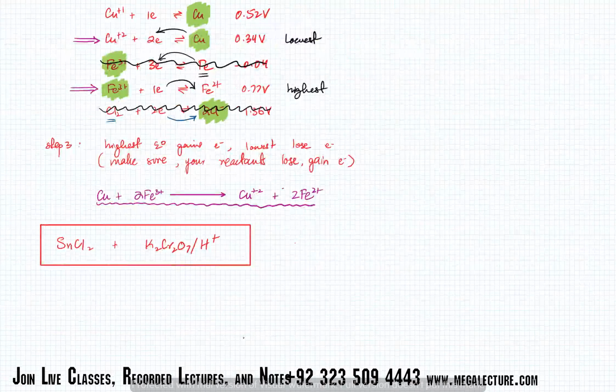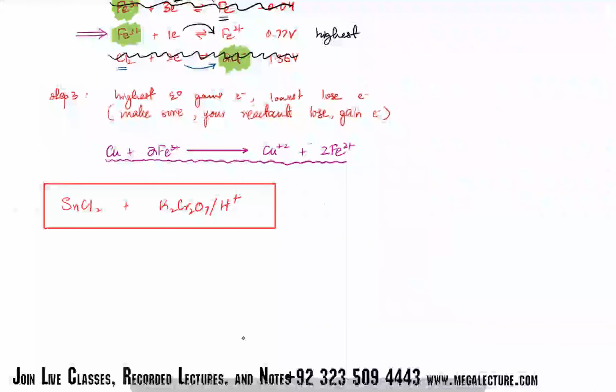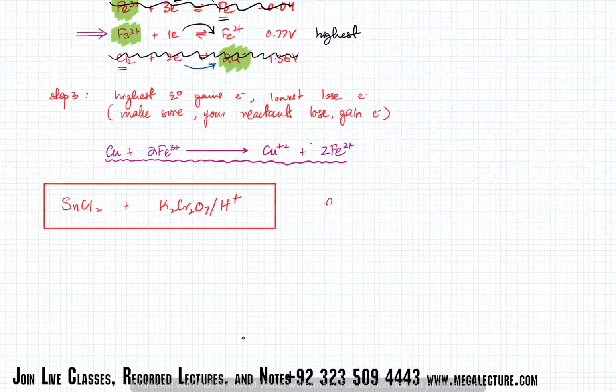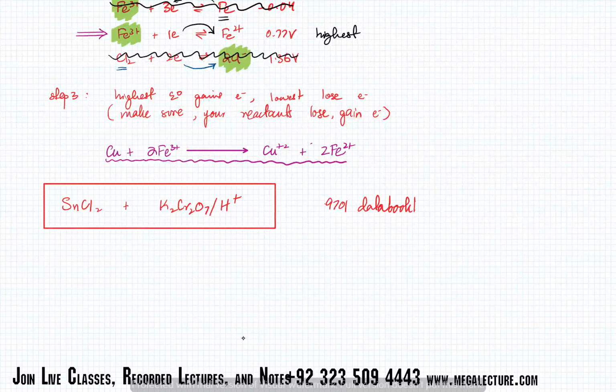Okay, so do you have the data booklet? You can just Google 9701 data booklet. There are going to be electrode values in this. Just Google it, or maybe write PDF next to it.